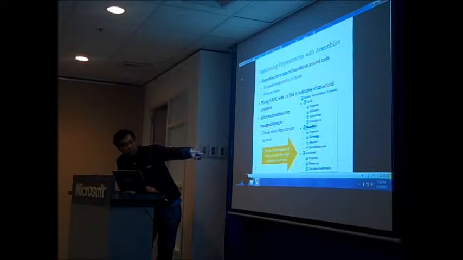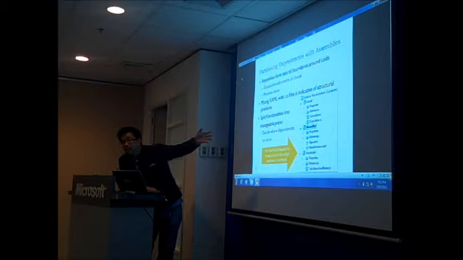So the responsibility of the view model is basically to facilitate the interaction between the model and the view. Okay, the view does not know that there is a model, and the model does not know that there is a view that is using it. All right.